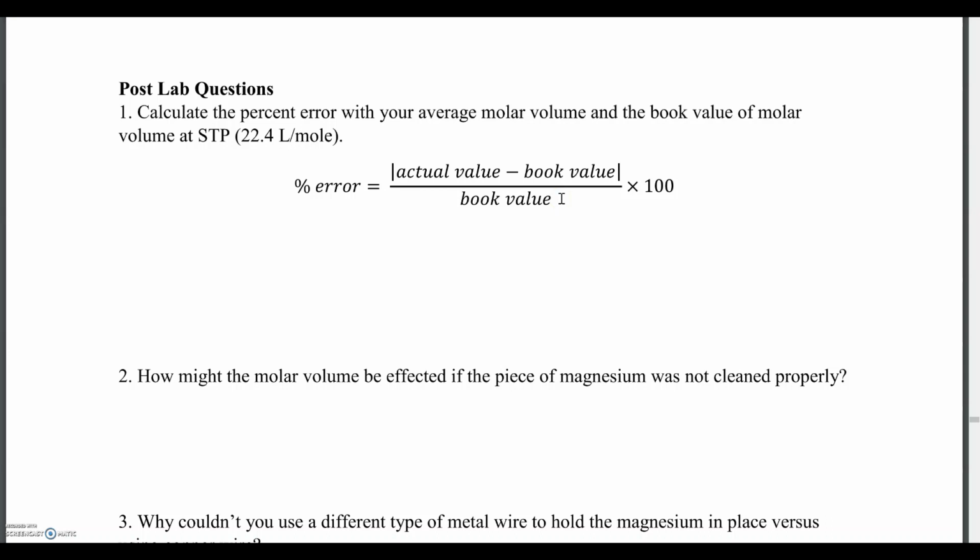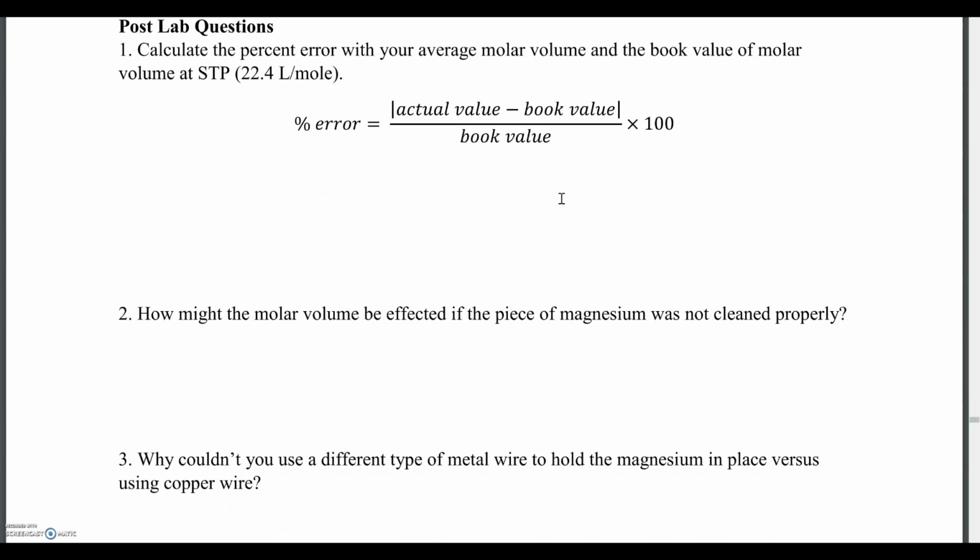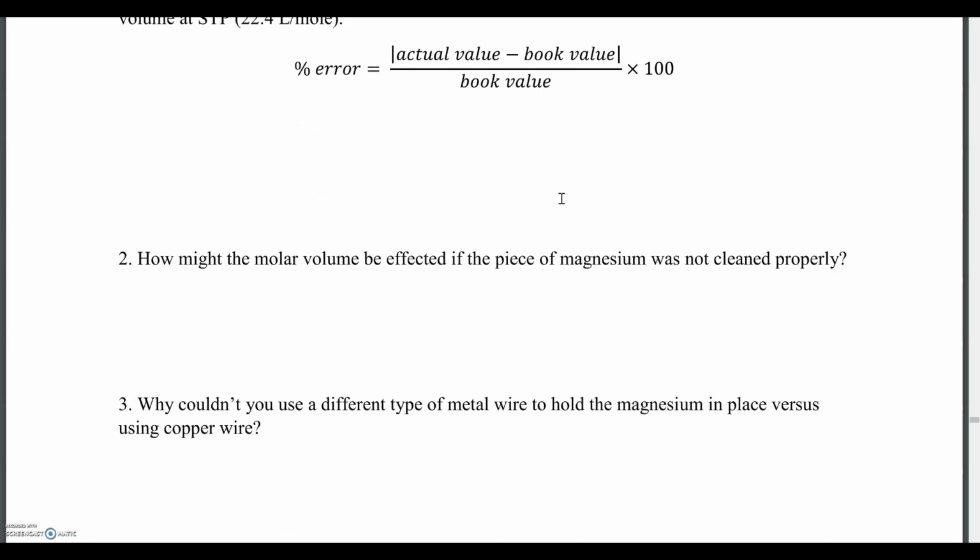Then you'll use this equation here to determine your percent error. Your percent error is the value you calculated, the average, subtracted by the book value, which we know is 22.4 liters per mole, divided by that. We want our percent error to be as close to zero as we possibly can get. Obviously there are going to be some experimental errors that show up, and sometimes that causes a problem. We're human beings, we can't control that, but we can definitely try to explain what may have caused it. We do have all the necessary information to do that.